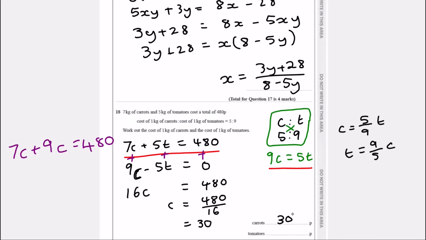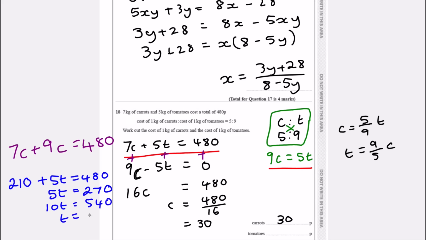And then we can use any of these formulas. So 9c, we can substitute into this one, or the top one up here. Any of them to substitute in the 30p. So let's do the top one. 7 times 30 is 210. 210 plus 5t equals 480. Take 210 away from both sides. That leaves 270. And divide by 5. So double it, and then divide by 10. So tomatoes cost 54p per kilogram.